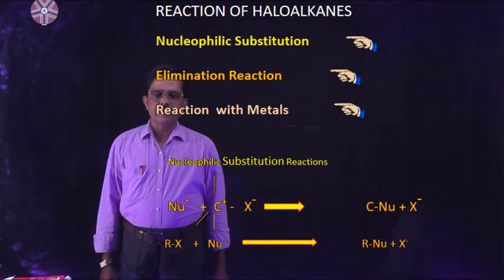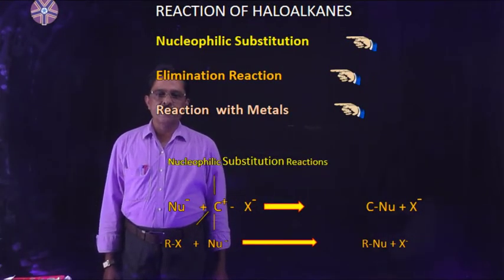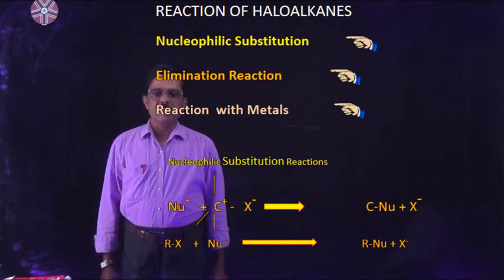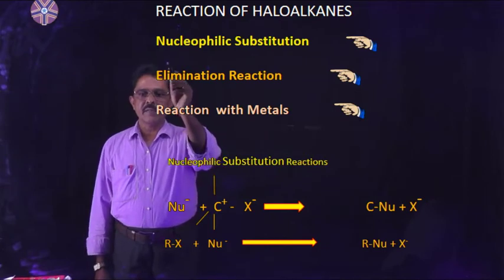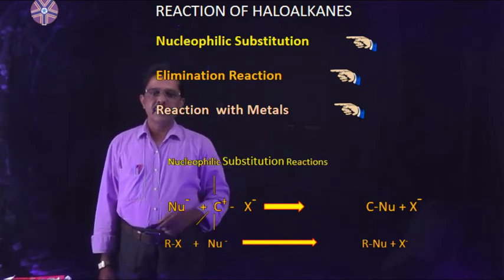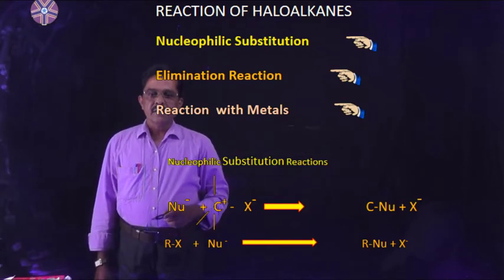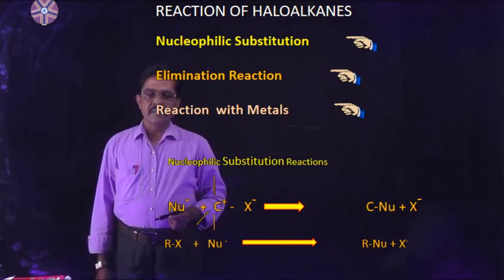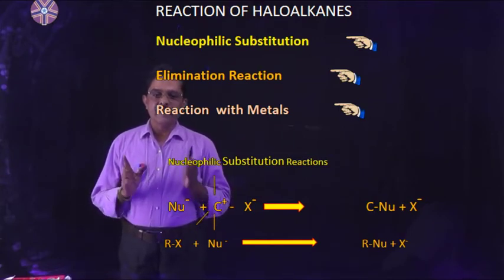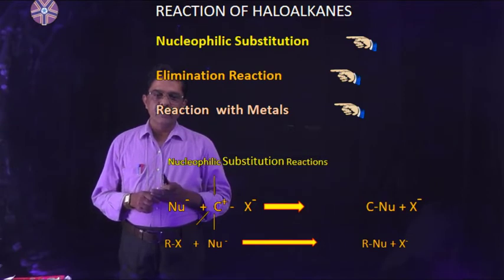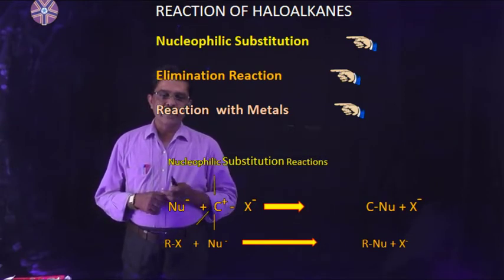Reactions of haloalkanes. After the preparations and physical properties of haloalkanes and haloarenes, the reactions of haloalkanes. The reactions are: first, nucleophilic substitution reactions; second, elimination reactions; third, reaction with metals. Nucleophilic substitution reaction means alkyl halides react with a nucleophile and give nucleophile-substituted compounds.